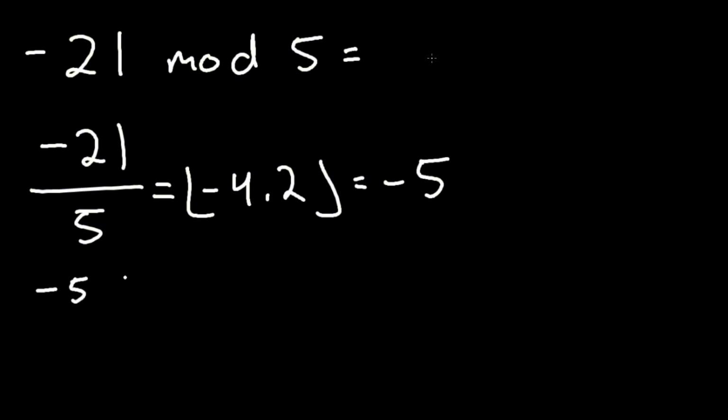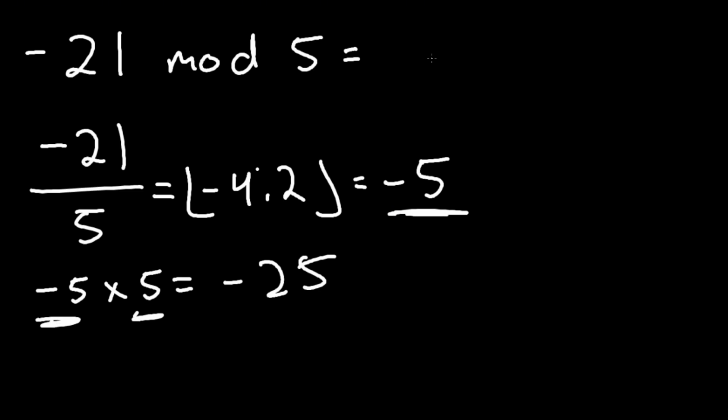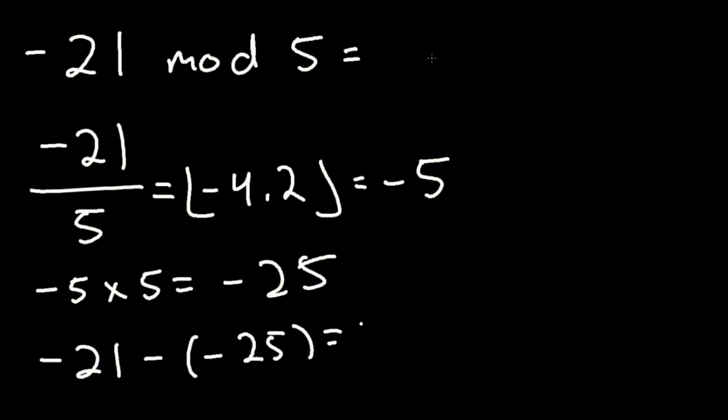All right, let's do negative 5 times 5 to get negative 25. We got the 5 from here. So negative 5 times 5 to get negative 25. And we do negative 21 minus negative 25. And that gives us 4. Therefore, negative 21 mod 5 is simply 4. And again, this right here is a positive value.